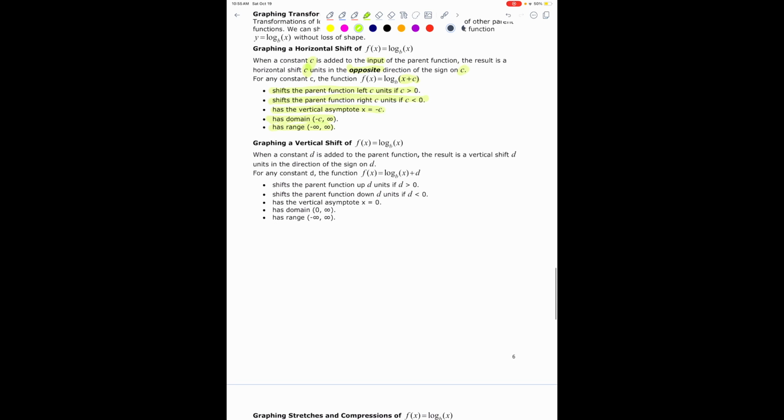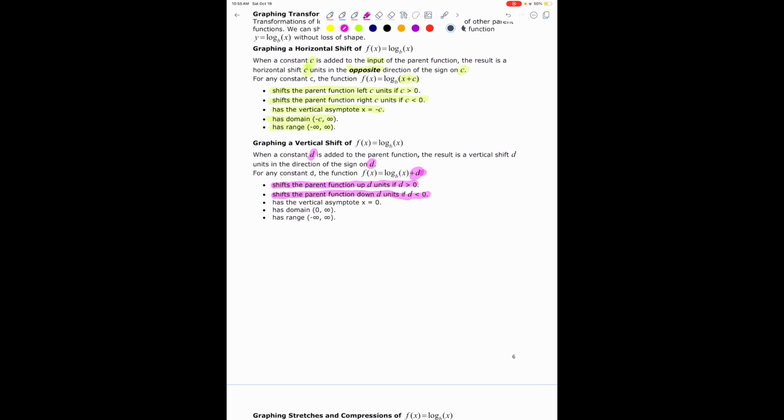How about graphing vertical shifts? When graphing a vertical shift of the function f of x equals log base b of x, if we have a constant d that is added to the output of the parent function, in other words, we're going to add it to the whole function, the result is a vertical shift d units in the direction of the sign of d, just like we did before. So this addition is going to shift the parent function up d units if d is positive. It's going to shift the parent function down d units if d is negative. So it follows the sign of d.